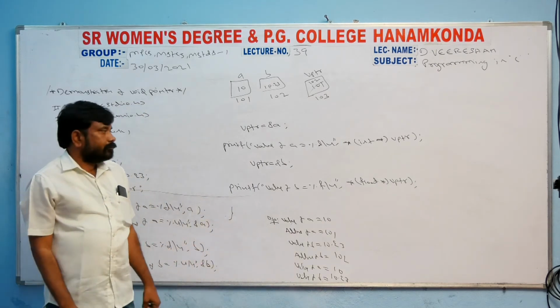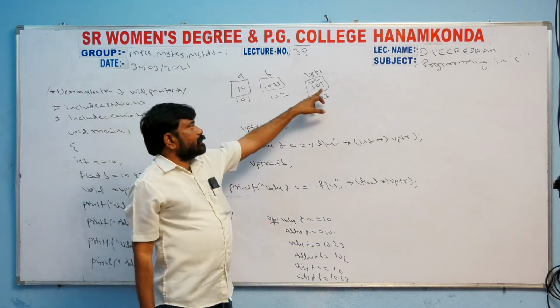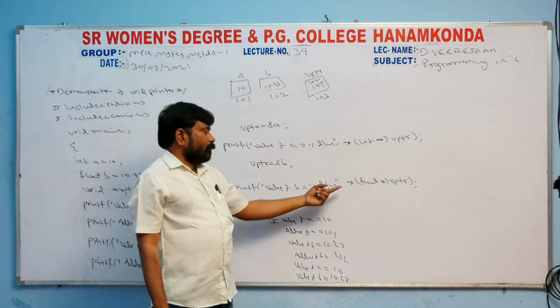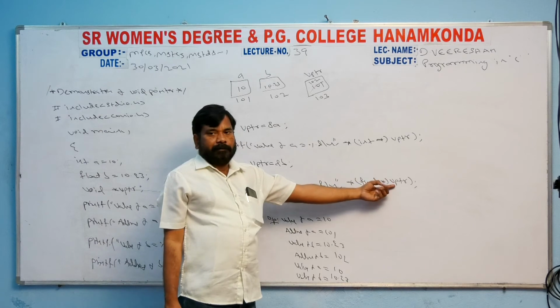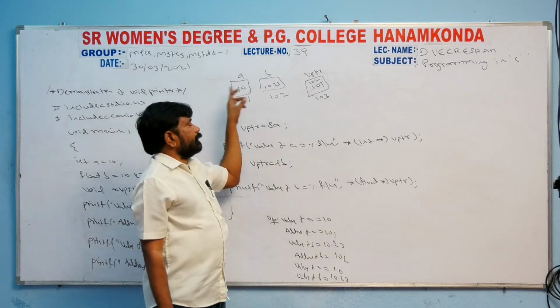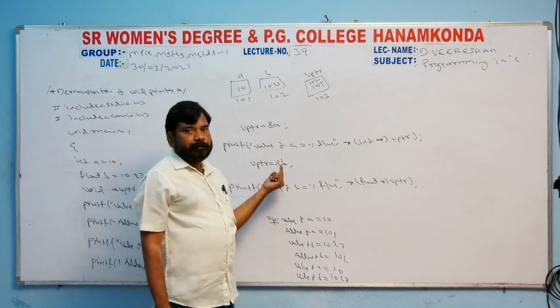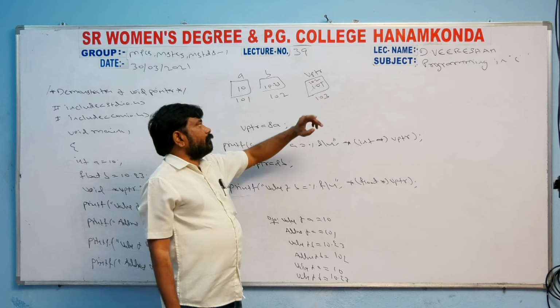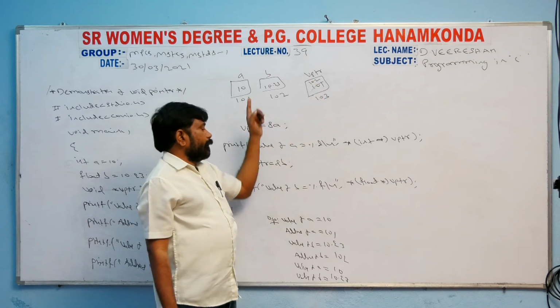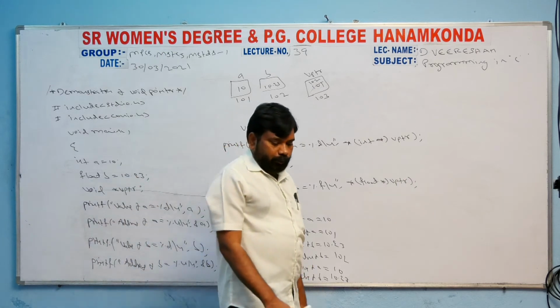Got the point? So first I am storing the address of A, which is 101. Then what I am doing? I am printing the void pointer. What is the value printed? 101, which means 10. Next, I am overwriting it with void pointer is equal to address of B. Now automatically it shows 102. What is the value at 102? 10.23. We will get 10.23 like this. So it is about void pointers.